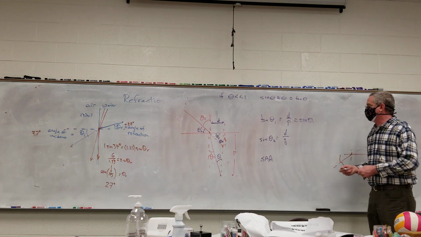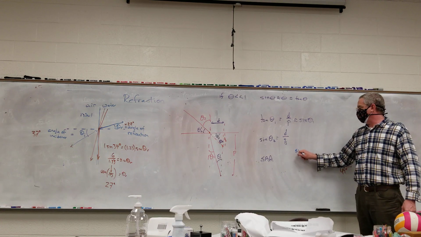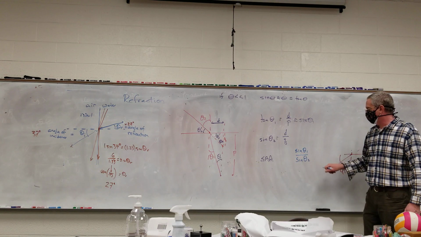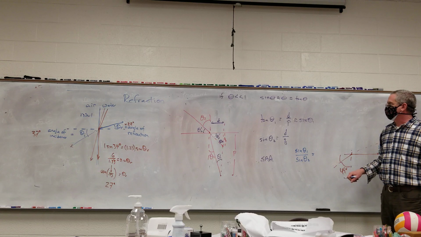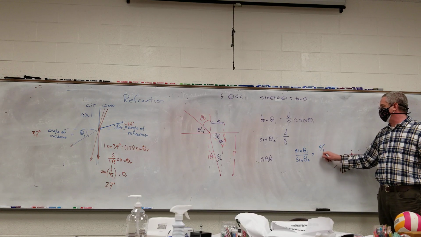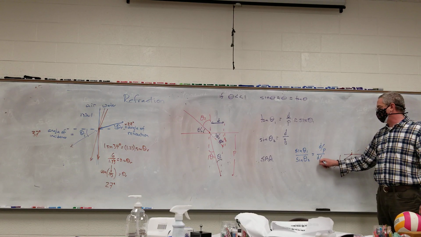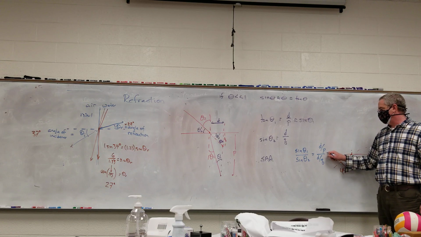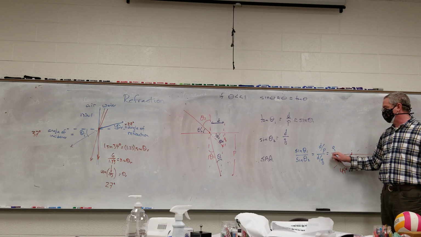Let's do our fancy math here. If I do the sine of theta 1 over the sine of theta 2, that is going to be equal to d divided by p over d divided by q, which is q divided by p.